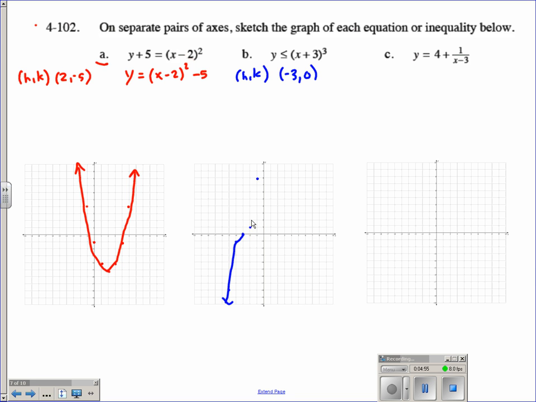Ooh, that one was close there. That's a little off, but I'm doing my best. Hopefully you are too. And then it's going to curve upward, like this. Not too bad.